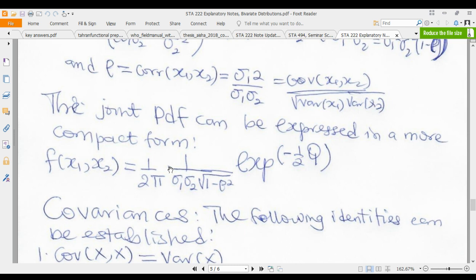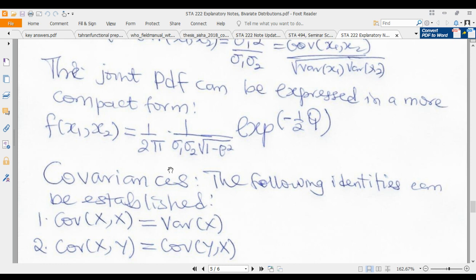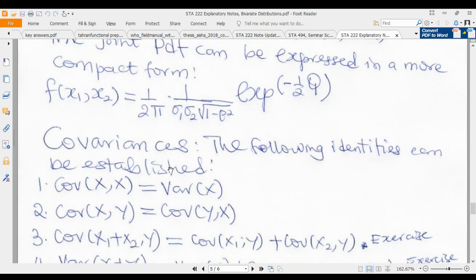The joint PDF of the bivariate normal distribution can be expressed in a more compact form, where Q is the common term that we use for the quadratic form of the bivariate normal distribution. The quadratic form is a quadratic function expressed in x1 and x2 in powers of 2. So f(x1, x2) can be expressed in that more compact form.